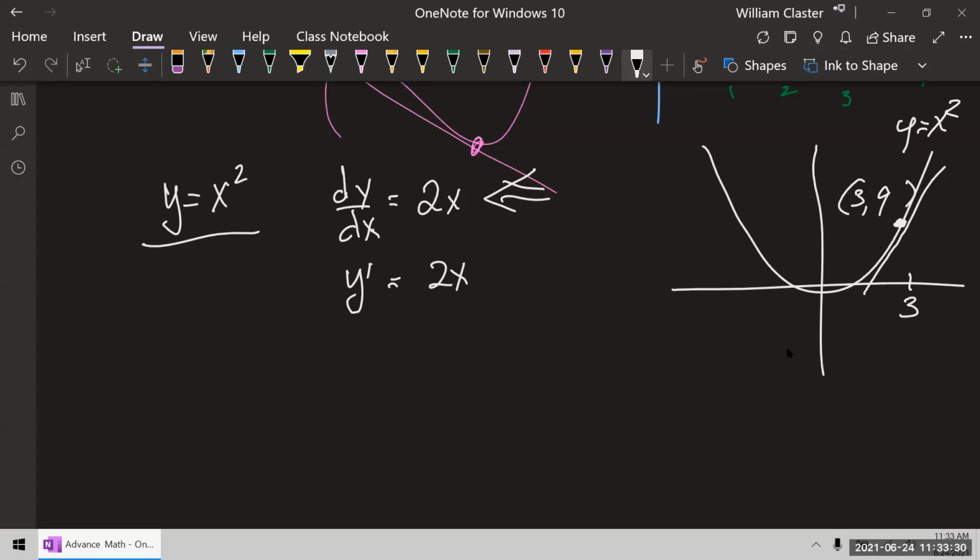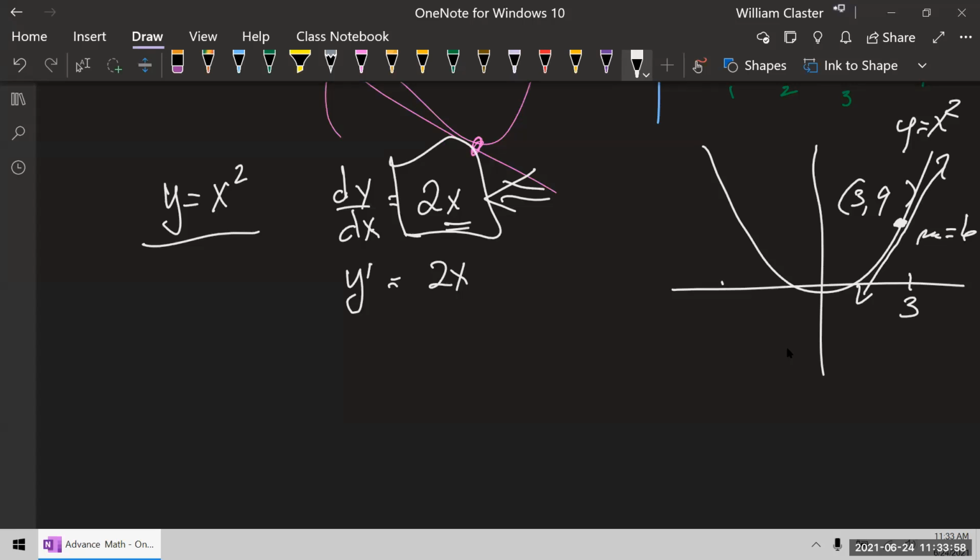But to find this formula only requires that you tell it the x coordinate. So I don't need the 9. I just need the 3. And I put that in here. And so that says that the slope is 2 times 3. In other words, the slope of this line will turn out to be m equals 6. The slope is 6. Okay, so this formula tells me the slope at any place.